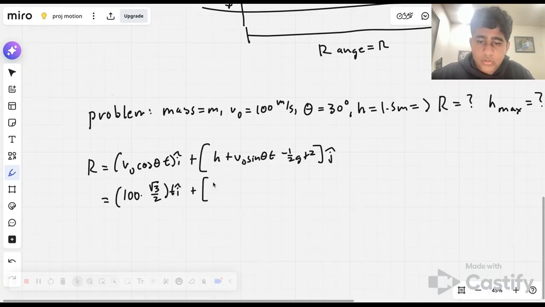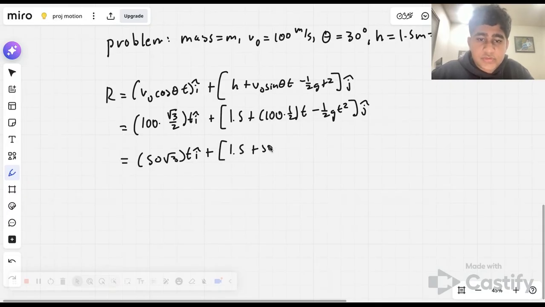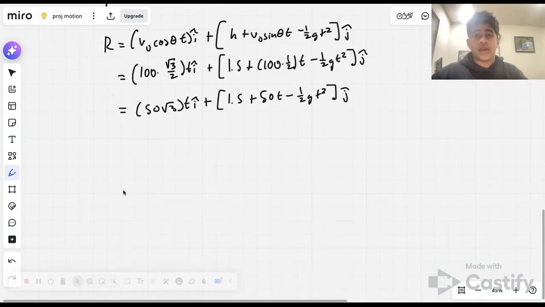plus 1.5 plus 100 times sine 30, which is equal to half, t minus half g t squared j. Okay, and simply we can write this out as 50 root 3 t i plus 1.5 plus 50 t minus half g t squared, the j component. Pretty straightforward. And for maximum height, we know that the y component of velocity will be equal to 0.